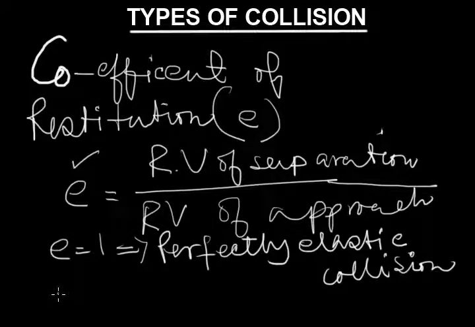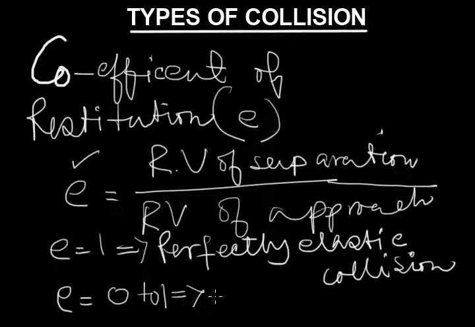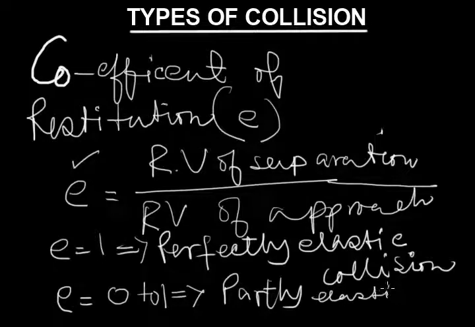And then we have a second case where the value lies between 1 and 0. When the value lies between 1 and 0, the collision is known as a partly elastic collision. Now, we have to specifically apply ourselves to understand what we mean when we say that the collision is partly elastic.